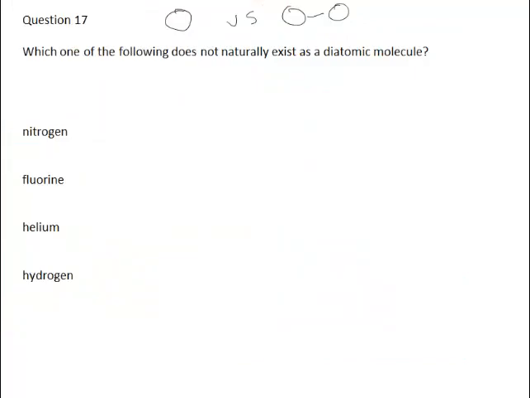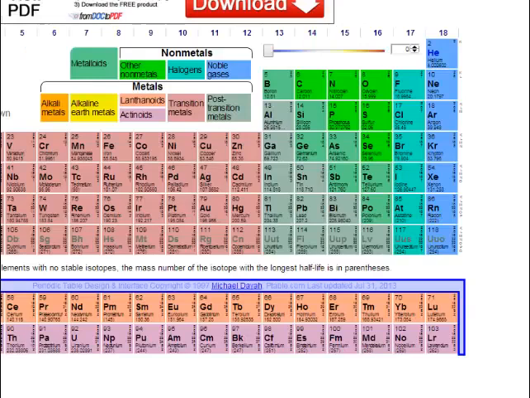So which one does not exist? Well, nitrogen does, fluorine does, hydrogen does, helium does not. Helium, we'll go back and look, is located in what are called the noble gases. It's a gas, but it's not a diatom. We switch at fluorine and go down. All these gases over here, helium, neon, argon, krypton, xenon, are atomic.